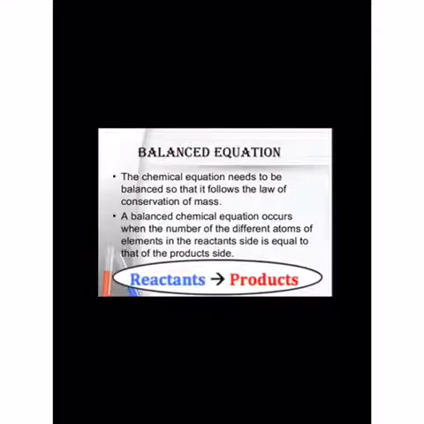The balanced equation satisfies the law of conservation of mass. A balanced chemical equation occurs when the number of atoms of different elements on the reactant side is equal to the number of atoms on the product side.